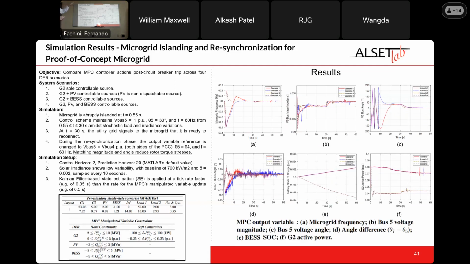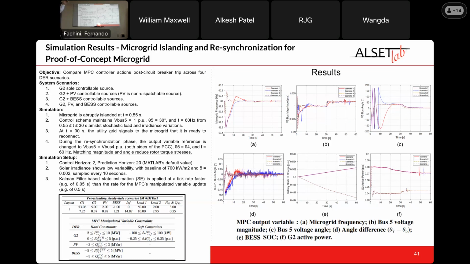And of course, in the scenario where we have the battery energy storage system, we can actually control the injection of power. That scenario reaches 60 hertz much quicker than the one that only has G2 or G2 plus PV. And that is shown on the first plot, microgrid frequency.